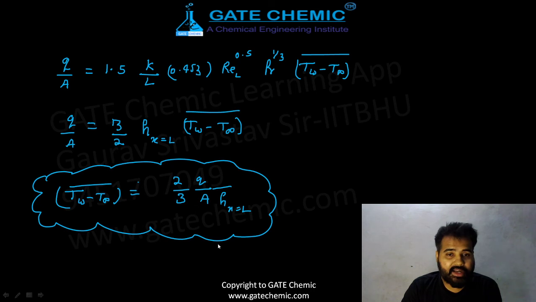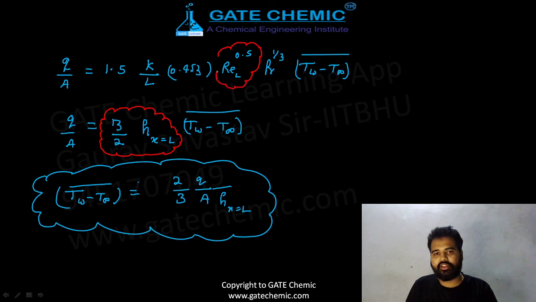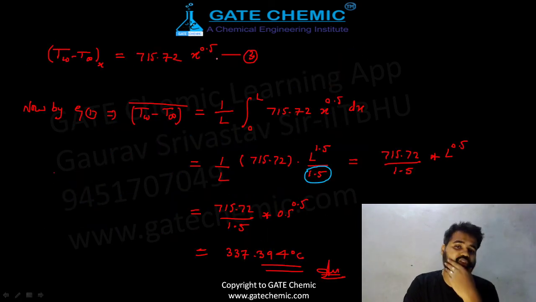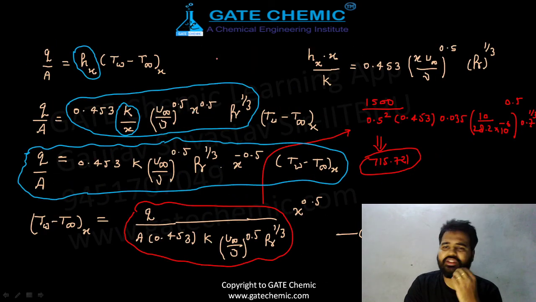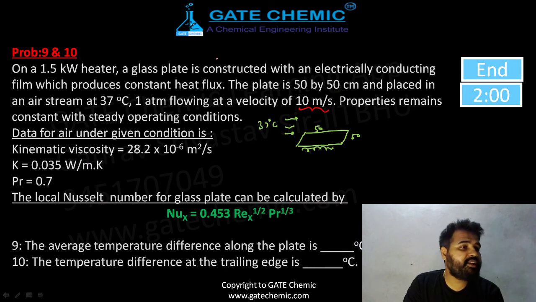So if you remember this term, because in your examination in 99% cases they will give you Reynolds number to the power 0.5 case. So if you remember 3 by 2 Hx equals to L, then within 1 minute. Otherwise, by this way you can also solve it, the calculation is a little bit more, but you can solve it in 3 minutes approx. Okay, shall we move forward to next problem number 10? We have still 12 minutes left.